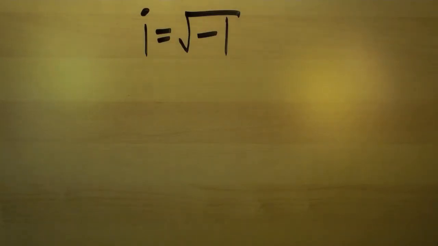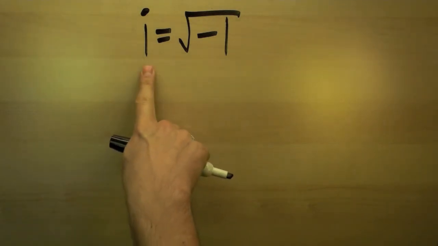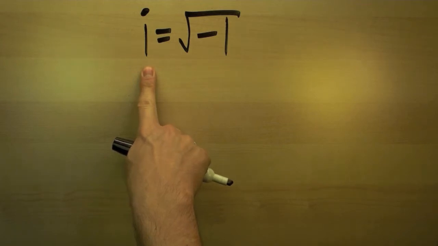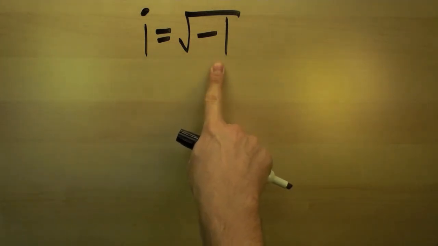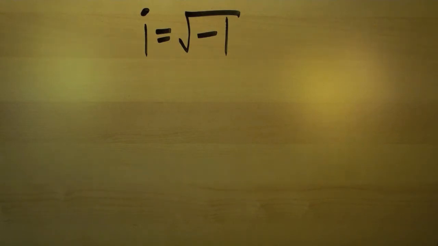So far, our work has taken place in what we call the real number system. We now extend the real numbers to a larger system known as the complex number system. We do this by defining a single number denoted lowercase i, and we set that equal to the square root of -1. We call this the imaginary unit, and the lowercase i stands for imaginary.